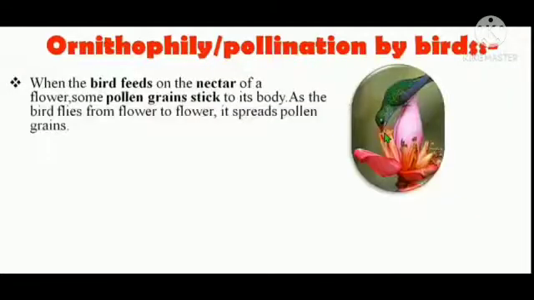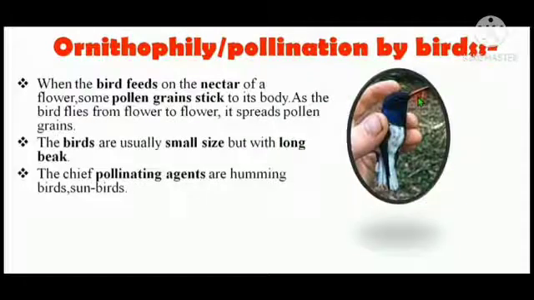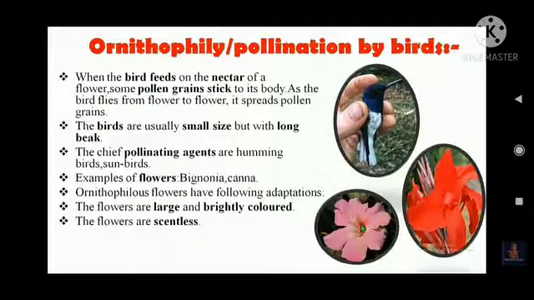Understood? Next is your ornithophily, or pollination by birds. When the bird feeds on the nectar of a flower, some pollen grains stick to its body as the bird flies from flower to flower, and then it spreads pollen grains. The birds are usually small size but with long beak. The chief pollinating agents are hummingbirds, sunbirds, etc. Examples of flowers are begonia and canna.